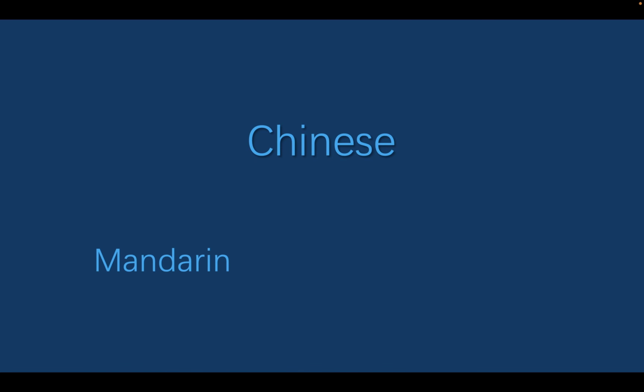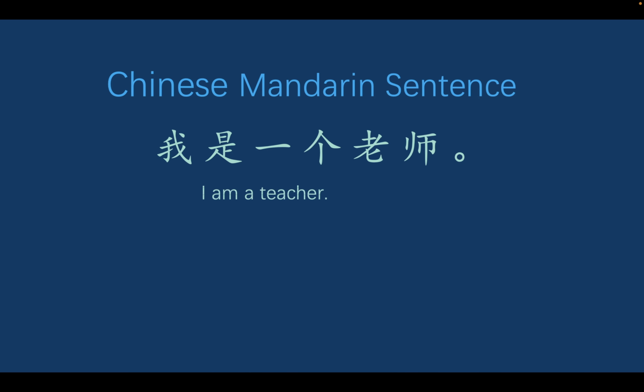Well, the relationship between these two words is that Mandarin belongs to Chinese. Actually, there is another type of Chinese language, which is Cantonese. Cantonese is spoken in the Guangdong area of China, and Mandarin is spoken by every Chinese person. So when you learn Chinese, actually you are learning Chinese Mandarin. Let's look at a Chinese Mandarin sentence.